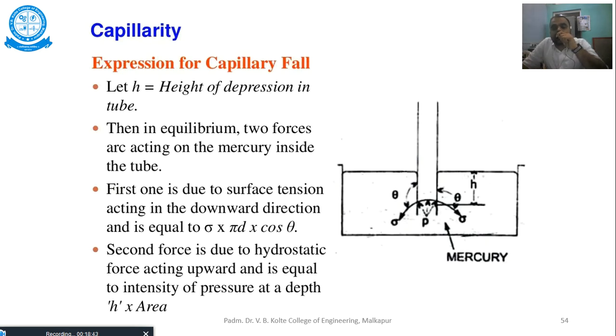So let h be the height of depression in the tube. Again theta will be the angle of contact, P will be the pressure, h will be the height, and sigma will be the surface tension force. Then in equilibrium, there are two forces acting on the mercury inside the tube. The first one is due to surface tension acting in the downward direction and is equal to sigma pi d into cos of theta, which we already calculated in the capillary rise equation. The second force is due to hydrostatic force acting upward and is equal to the intensity of pressure at the depth. So how can we find the intensity? Intensity multiplied by height h into the area of the tube.